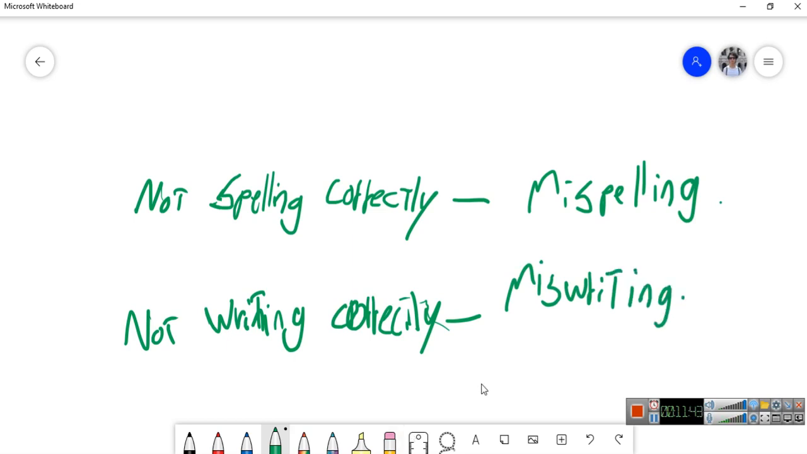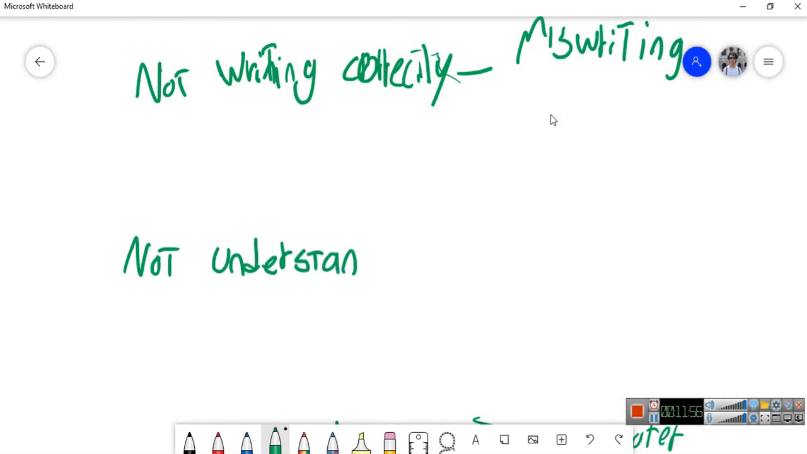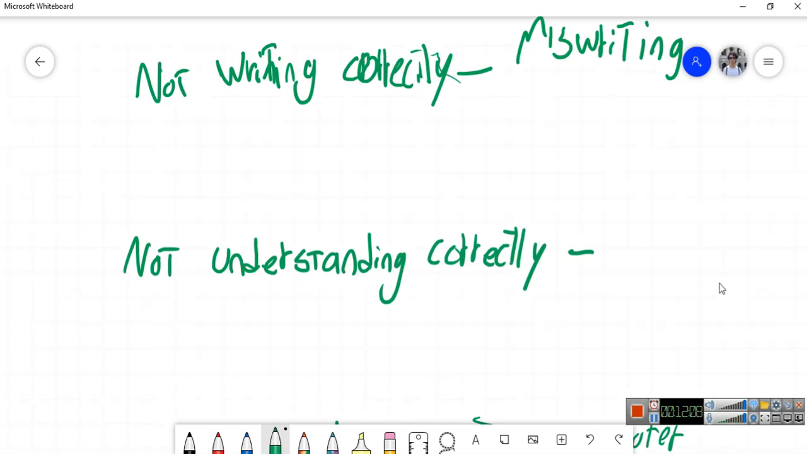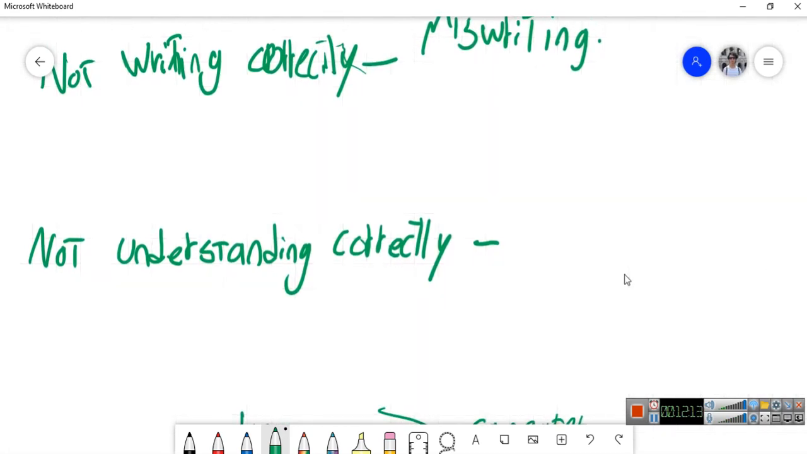Now finally, and for this I want Laura to help me. If we have "not understanding correctly," how would you make a positive construction to that sentence? Can be the same, misunderstanding. Misunderstanding, right? That is correct.